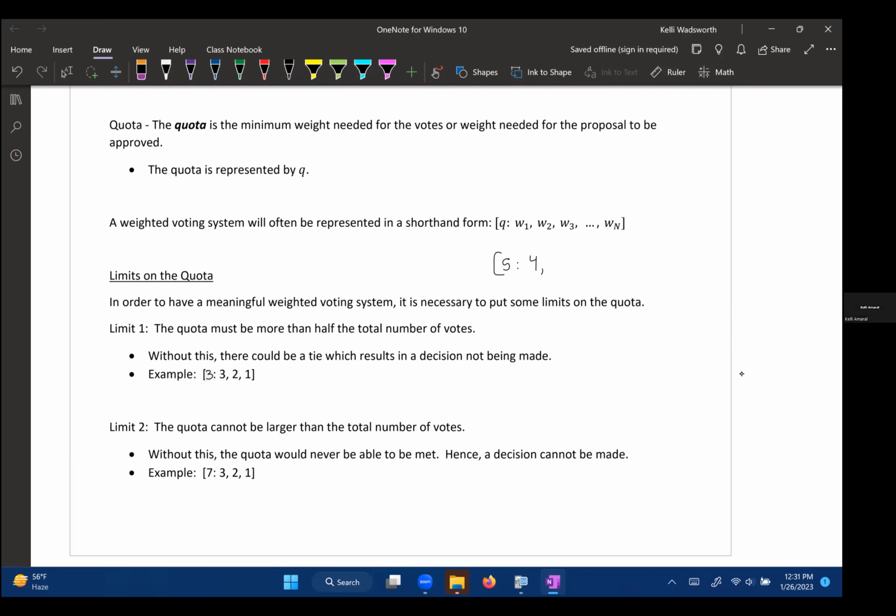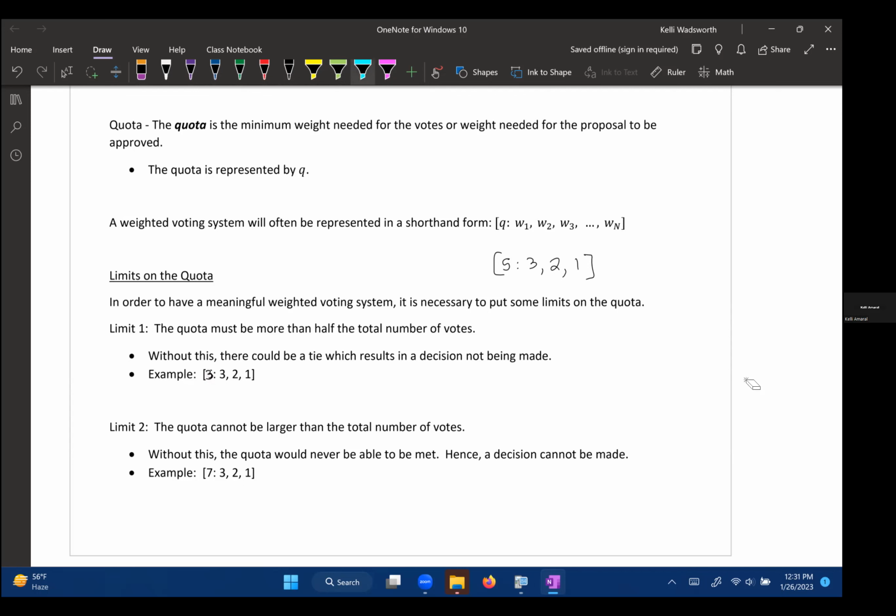No. How about, and our weights are 3... no, 3. How about 3, 2, 1. Let's do that. That's kind of what we're going to do down here, but I'm trying to make it so it doesn't violate any of the limits that we're going to talk about in a minute.